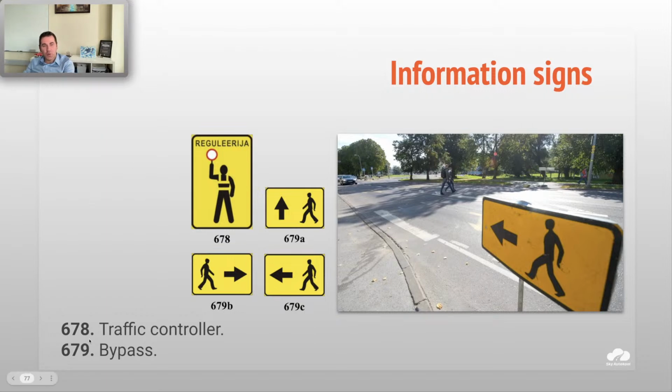And this also: regularia in Estonian, or traffic controller in English, means that there will be a traffic controller who will be controlling and regulating the traffic ahead. So you have to be very careful to notice him and to see what is shown. Can you go, or maybe the road is closed, maybe you have to stop.